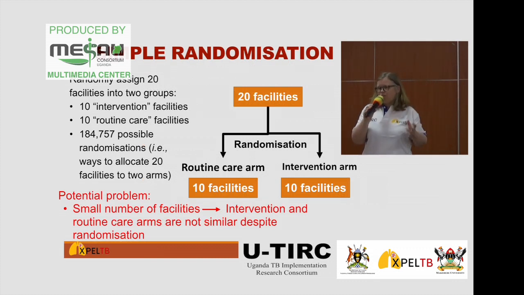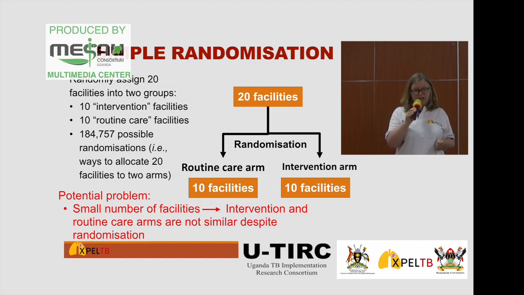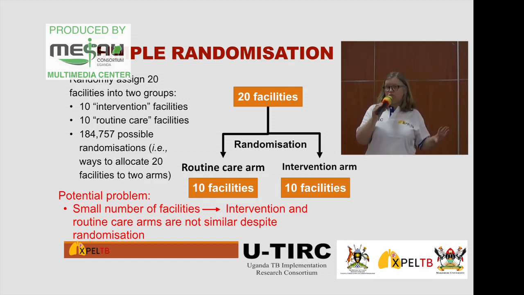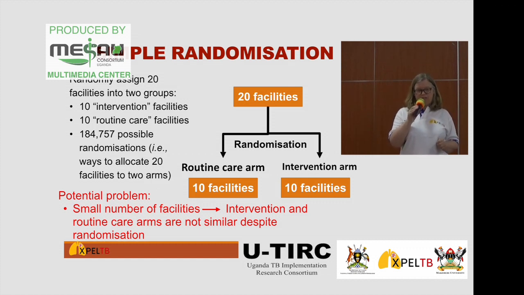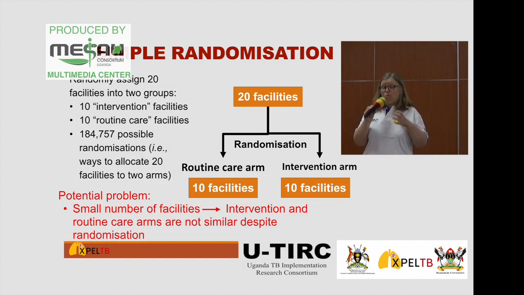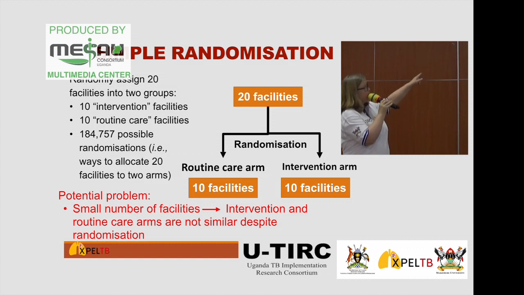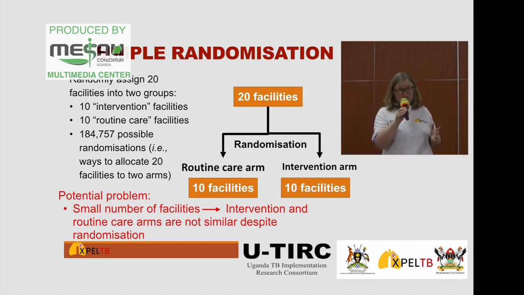So there are various ways we might want to randomize. I'm going to start off describing the simple approach, okay? And then I'll explain why that might be problematic in this study. The simple approach is that we have these 20 facilities and we're just going to randomly assign 10 of them to be in the intervention arm and 10 to be in the routine care arm. And we actually can list all possible ways of doing that. There's a mathematical formula which allows you to calculate the total number of possible ways of doing that, and I've listed that on the slide here. There are 184,757 possible ways of doing that. Okay, so that seems a large number of ways, that seems great.